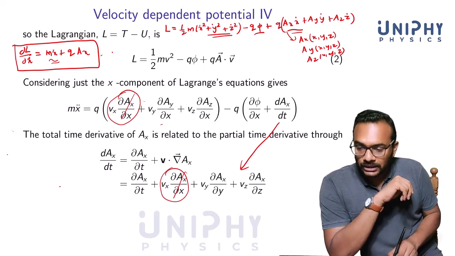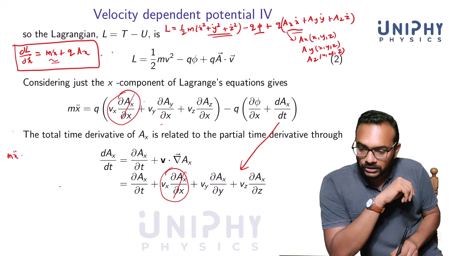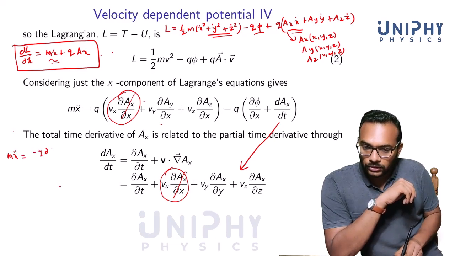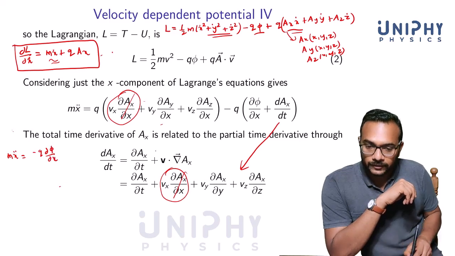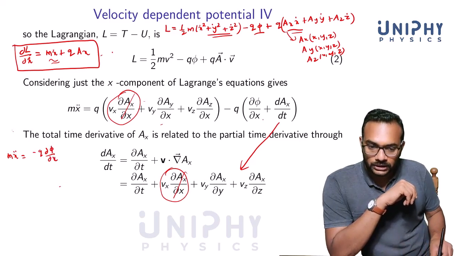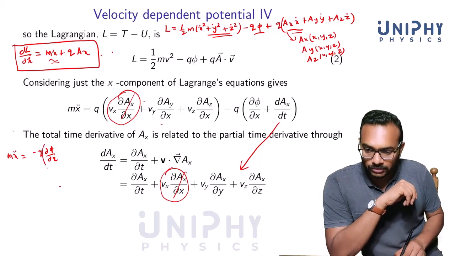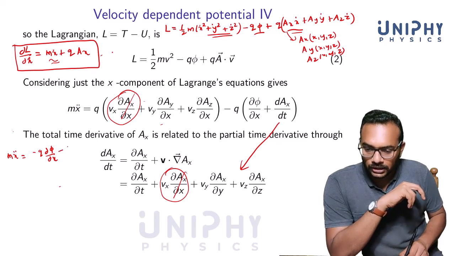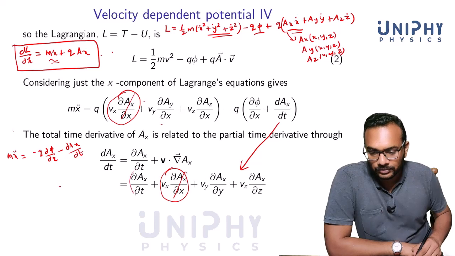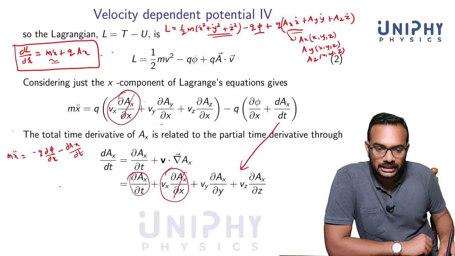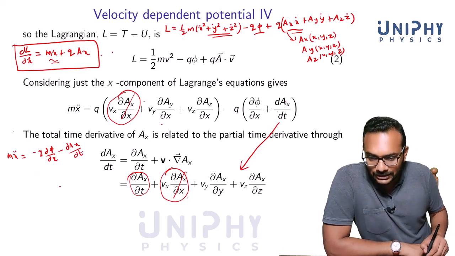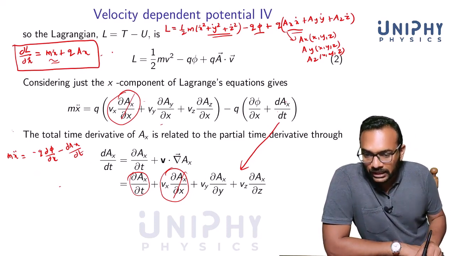Let's write it down. m x double dot is equal to, already you have got a minus q ∂φ/∂x over there. And this term also comes out, so you can write minus q ∂φ/∂x minus ∂Ax/∂t. We have separated out this term from dAx/dt, and there's also a q there. What are the other terms? As I said, these two terms get cancelled. What do we have left there?